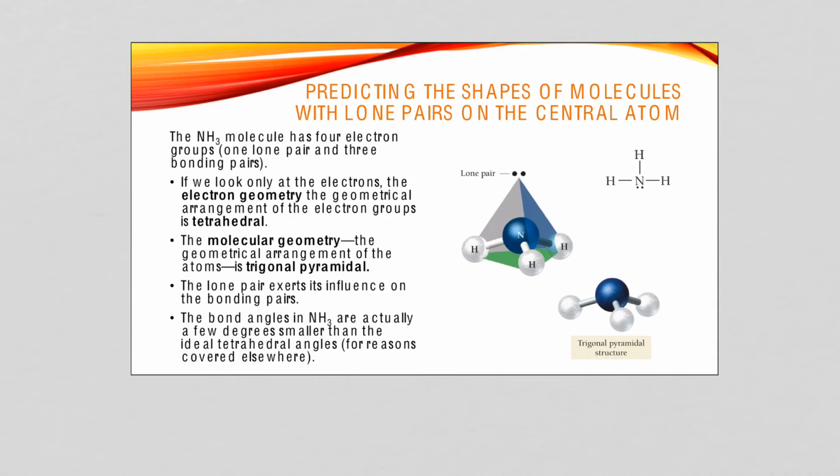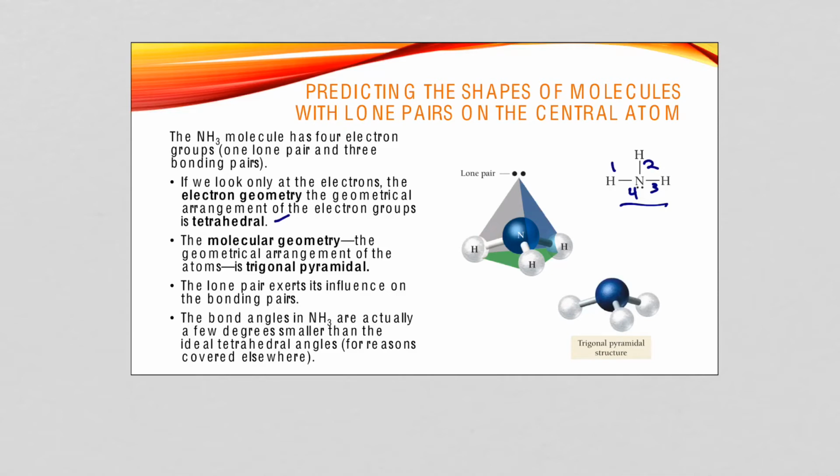Now, everything that we've dealt with so far has to do with everything being bonds, right? We had 2 bonds in CO2, we had 3 bonds in H2CO, we had 4 bonds in CH4. But as we saw in our Lewis structure, sometimes the groups around the central atom are not just bonds, right? We have lone pairs, like in ammonia here. Well, this is still 4 electron groups, right? We have 1, 2, 3, 4, right? But one of them happens to be a lone pair. So the basic shape is still a tetrahedral.